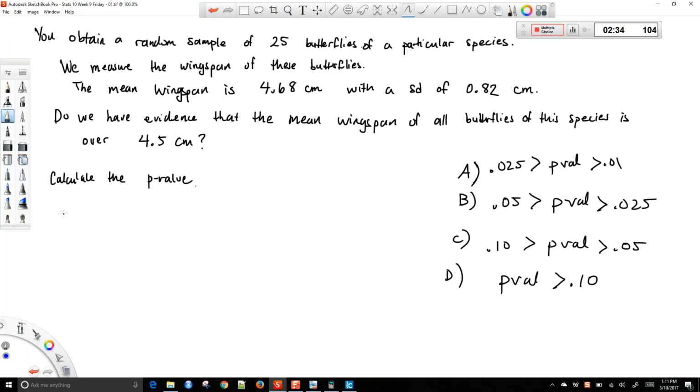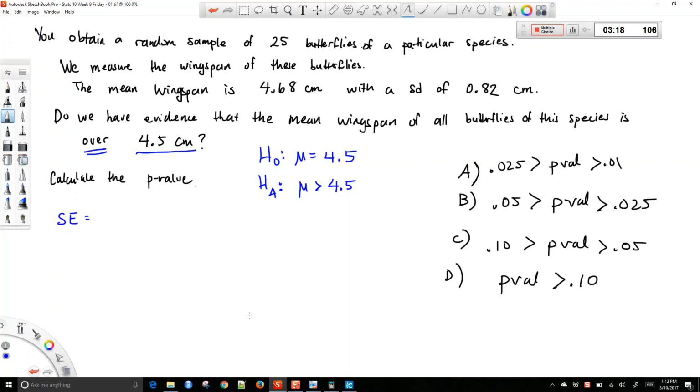All right, so our first thing, we've got to figure out our standard error. Well, I guess first we should set up our hypotheses. So how would we set up our hypotheses? The question is, do we have evidence that the mean wingspan of all butterflies is over 4.5? So this is the claim we are testing. So we're going to say mu is equal to 4.5. And our alternative, because it says over, is mu is greater than 4.5. Is that okay with everybody?